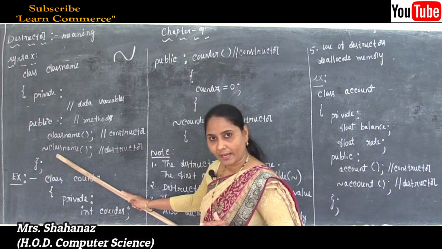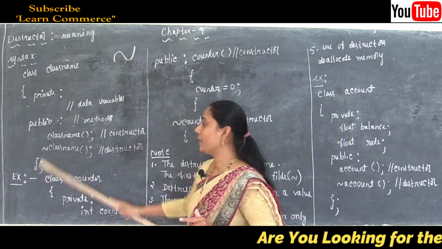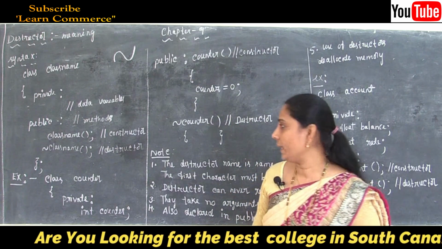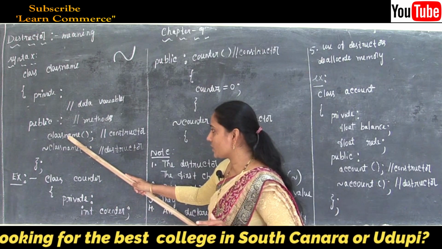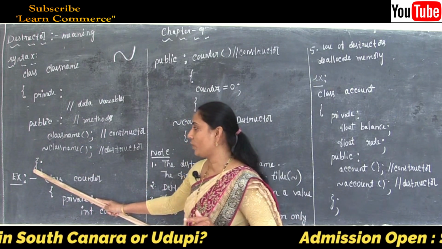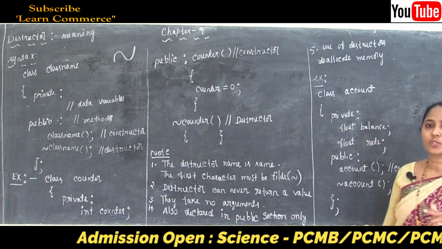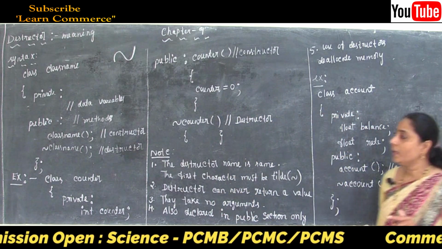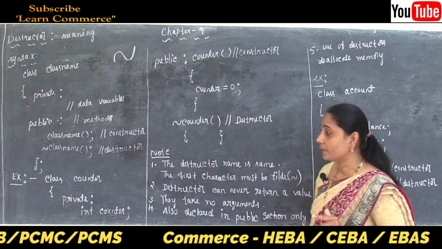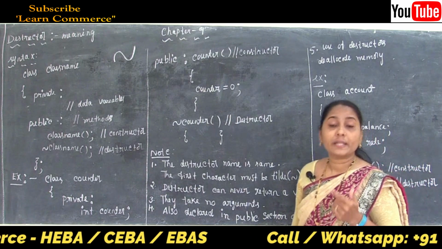But while writing the destructor, the first letter we need to write with an operator, the tilde operator. So this is the constructor and this one is called the destructor, then the closing flower bracket and semicolon. I think the syntax of the destructor is clear now. So let's see one example to clarify the meaning of the destructor.